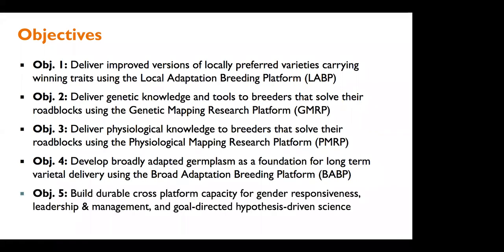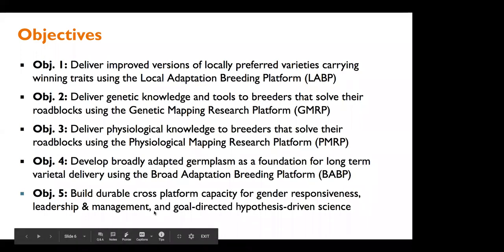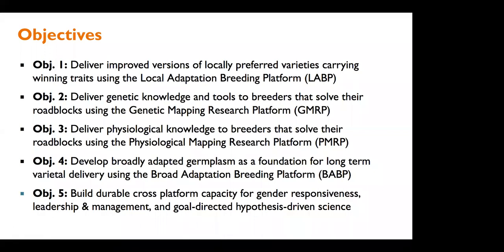Objective 5 is the remaining cross-platform capacity that I'm working to build with the group, or that they're working to build, that cuts across the other platforms. So this is our gender and market responsiveness, overall leadership and management training, and our goal-directed, hypothesis-driven scientific method. That really is the glue that holds all these objectives together and brings them into a durable network.